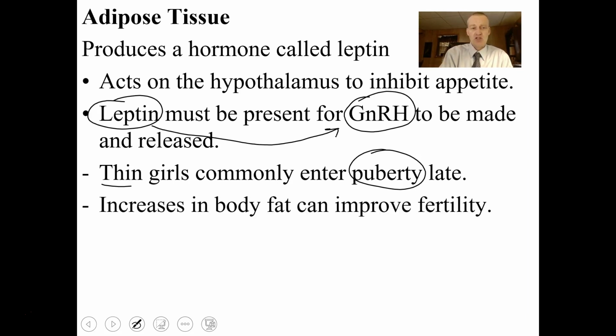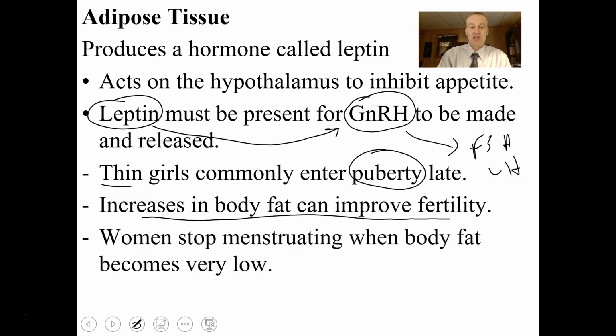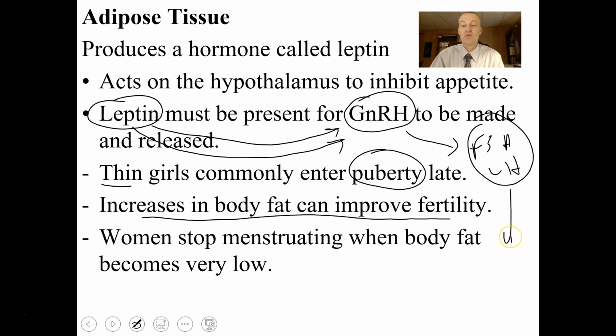We also see that increases in body fat can improve fertility because it increases the release of FSH and LH. And women stop menstruating when body fat becomes really, really low. If you get a really low body fat, leptin will stop being produced and it'll stop producing gonadotropin releasing hormone, thus stopping the release of follicle stimulating hormone and luteinizing hormone, which are important in producing a menstrual cycle.